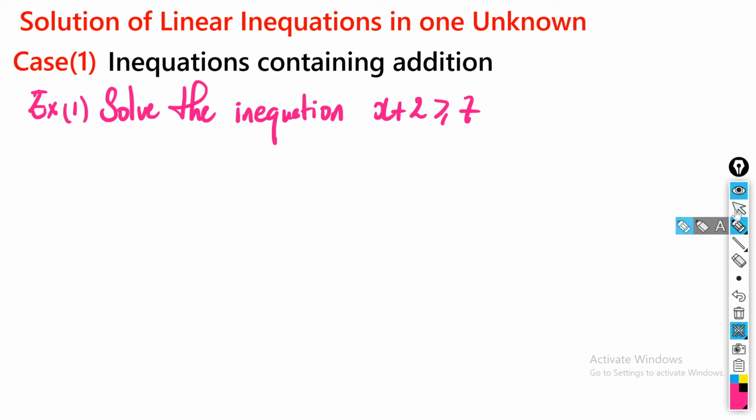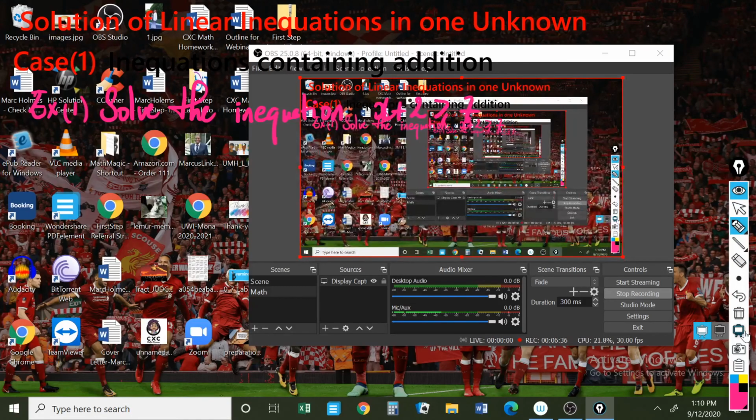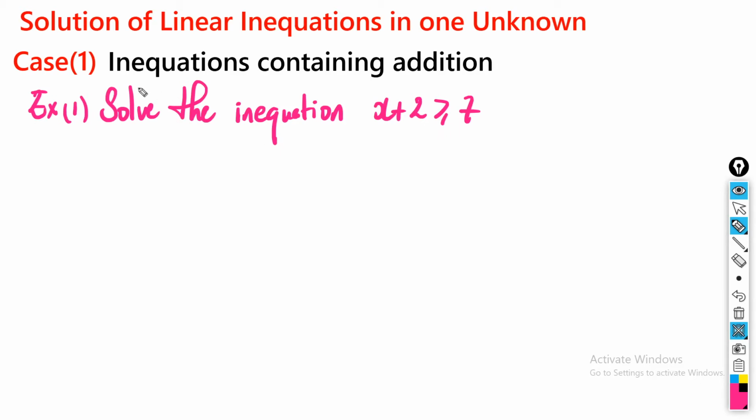All right, guys. So we're going to be looking at the solution of linear inequations in one unknown. And guys, we're going to look at the same 7 cases that we looked at in the last video when we were handling just normal equations. And we're going to look at inequations containing addition, right? So let's just solve this inequation, right?